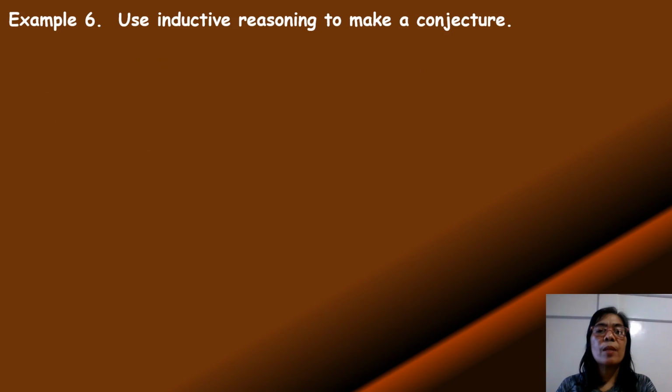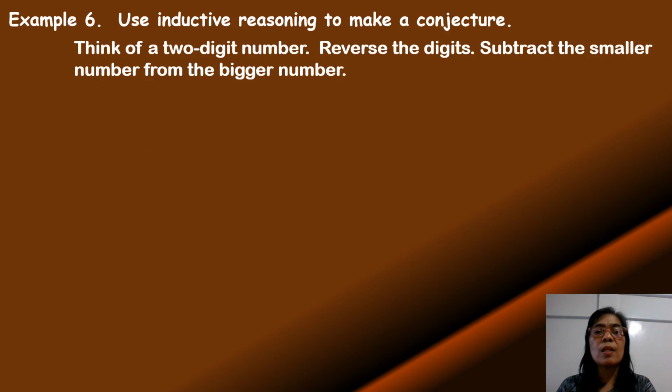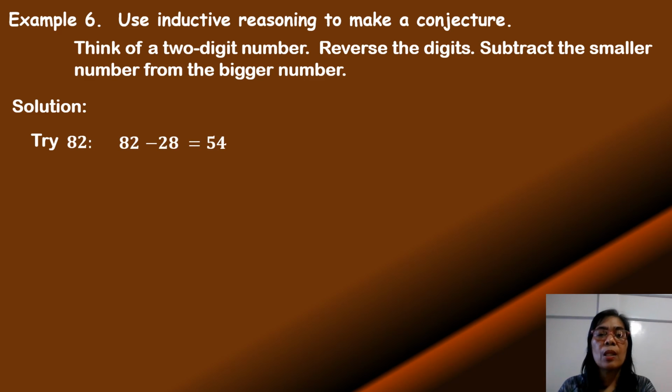Let's have another example. Use inductive reasoning to make a conjecture. The process is: think of a 2-digit number, reverse the digits, subtract the smaller number from the bigger number. So for inductive reasoning, we use a specific 2-digit number. Let us say we try 82. Its reverse is 28. So we have 82 minus 28. This is equal to 54.